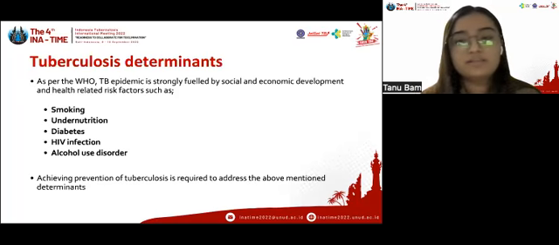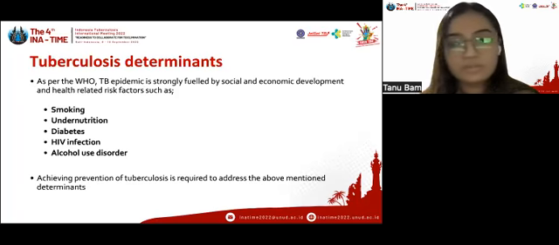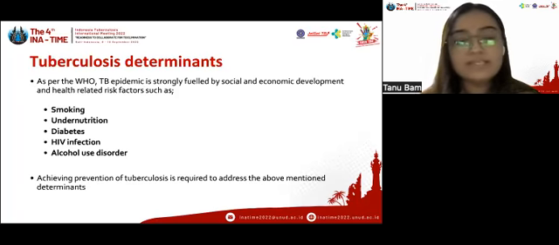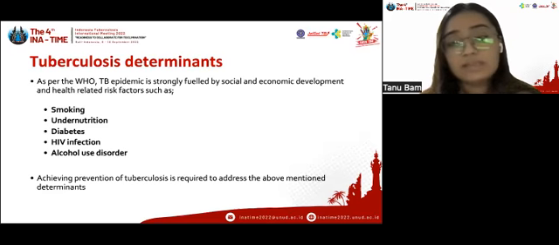Tuberculosis primarily affects adults in their prime working days or productive years. However, all age groups are at risk. Over 95% of cases and deaths occur in developing nations, strongly fueled by lack of social and economic advancement.